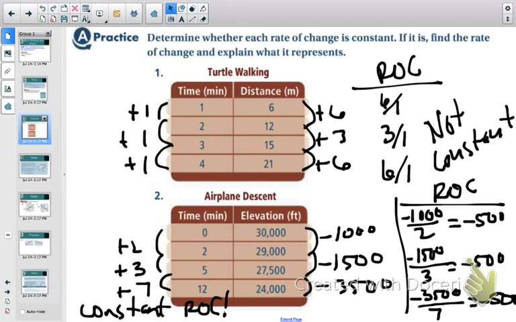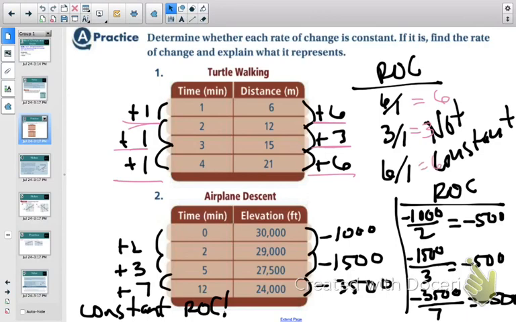The one is talking about a turtle walking. So if you look at the distance here, the minutes go up by 1 each time. But then our meters, it goes up 6, then 3, then 6. So if we find our rate of change, what we do is we do 6 divided by 1, which is 6. Then we do 3 divided by 1, which is 3. So already we can see that this is not constant because that second minute he just walks a little bit slower, about half as slow actually. So that one's not constant.